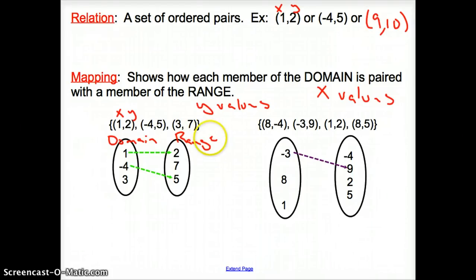So a mapping would show 1 to 2. So this 2 belongs to 1, -4 to 5, and then the only thing left here is this 3 to 7. Over here we have 8 to -4. We have -3 to 9 already drawn in. We have 1 to 2, and also 8 to 5. Now check out this 8 real quick. It's going to come up on the next slide. We have it going 8 to -4 and 8 to 5.